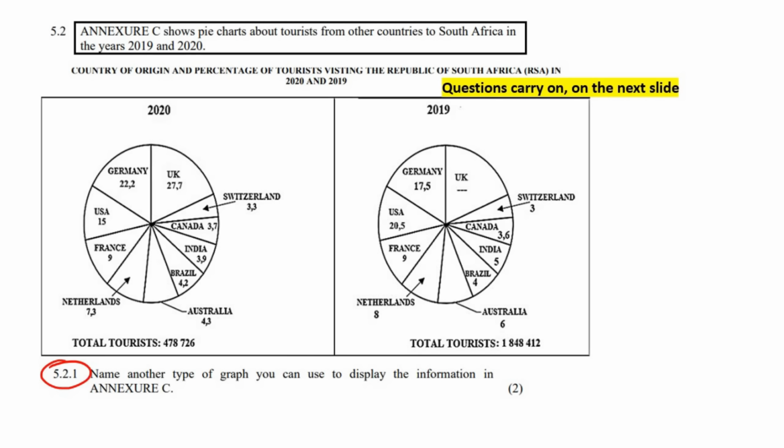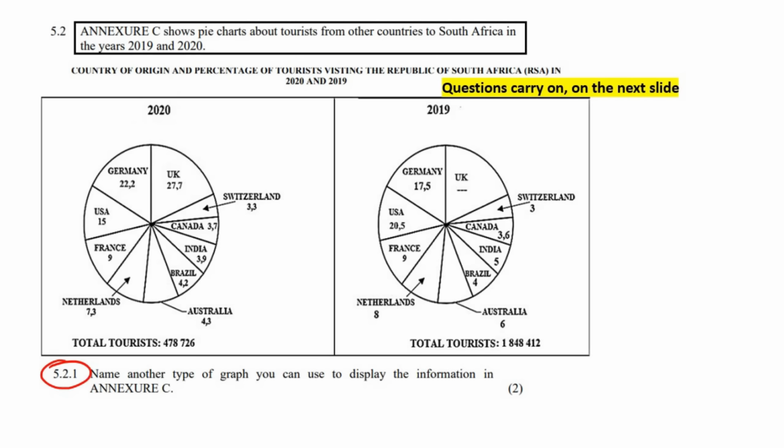So in 2019, this is how many tourists there were, nearly 2 million. And we can see that these people are all coming to South Africa. So we can see that Switzerland accounted for 3% of all of the people. Germany was 17.5%. There's France, Netherlands, Australia. Okay, you get the idea. This is the same type of thing in 2020. A lot less tourists. We all know why, hey?